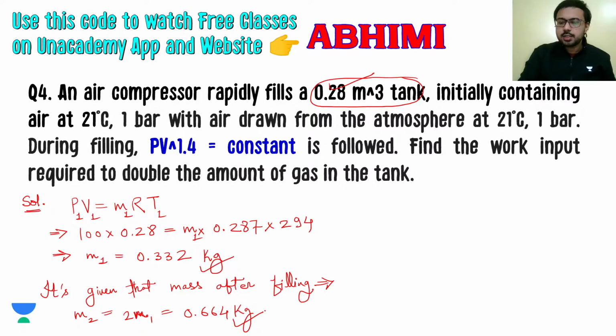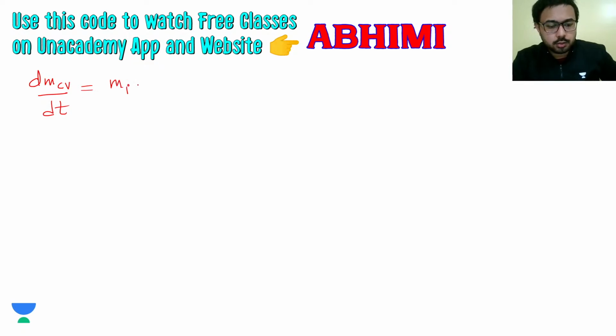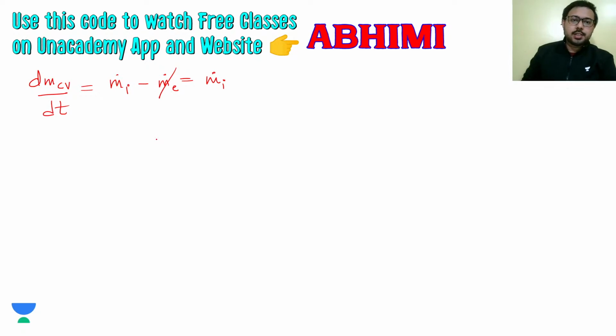And since this is an unsteady process, we have the rate of change of mass in our control volume, dm_cv by dt, equal to the mass flow rate in minus the mass that is exiting. Because the mass is only entering and no mass is exiting here, this unsteady flow equation will only give us the rate of change of mass as the mass entering, the input. So it will be m dot i.